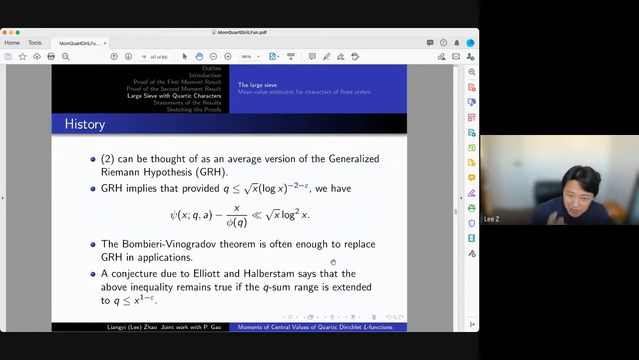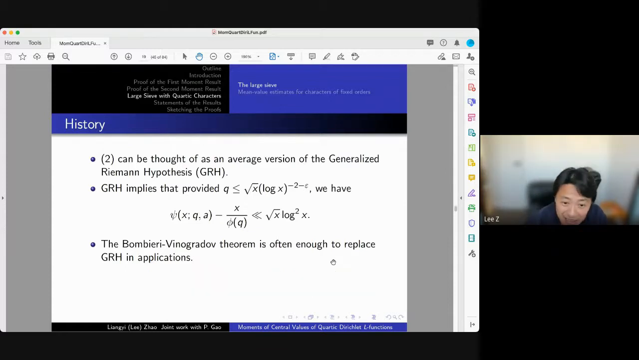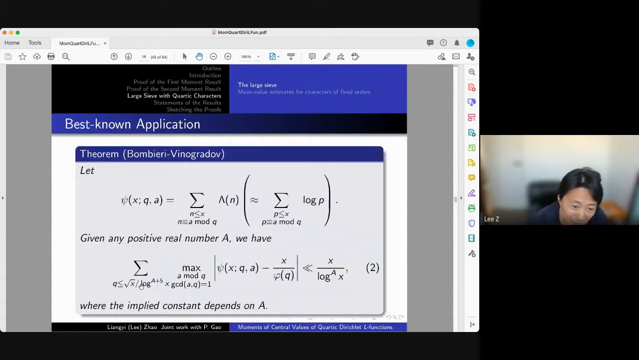All right. And in applications, this Bombieri–Vinogradov theorem is often enough to replace GRH. And a conjecture of Elliott and Halberstam says that not only can you go all the way up to square root of x, you can in fact go beyond.